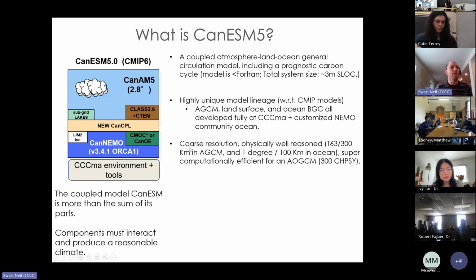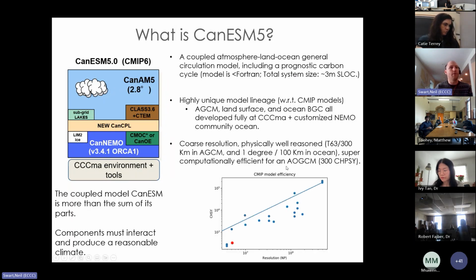What we focused on for this model is having something that's physically well reasoned. It has coarse resolution, T63, about 300 kilometers in the atmosphere and about 1 degree or 100 kilometers in the ocean, but it's very computationally efficient for a coupled model. If you look at the resolution versus the expense in core hours per simulated year for all the CMIP models in blue, CanESM is the model down here in red. We are at the lower end of the resolution spectrum of CMIP6, but it's very affordable to run the model, and that allows you to do a lot of science. For example, we've done a lot of large ensembles.